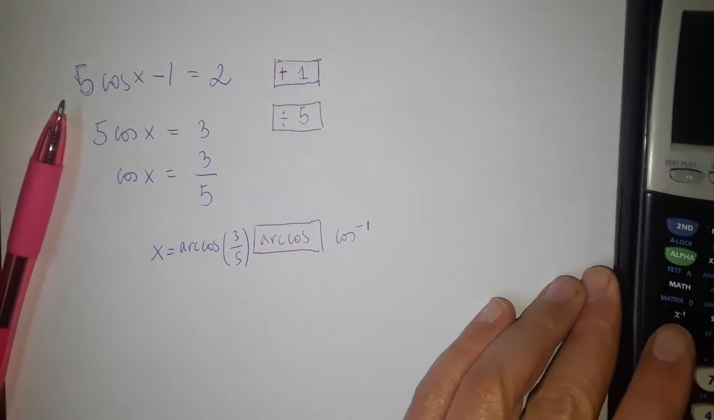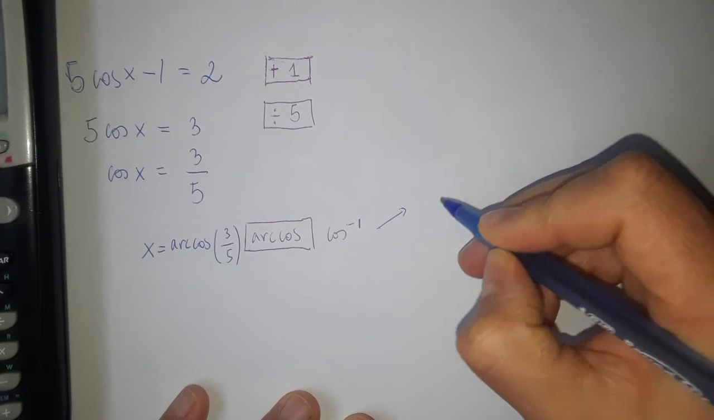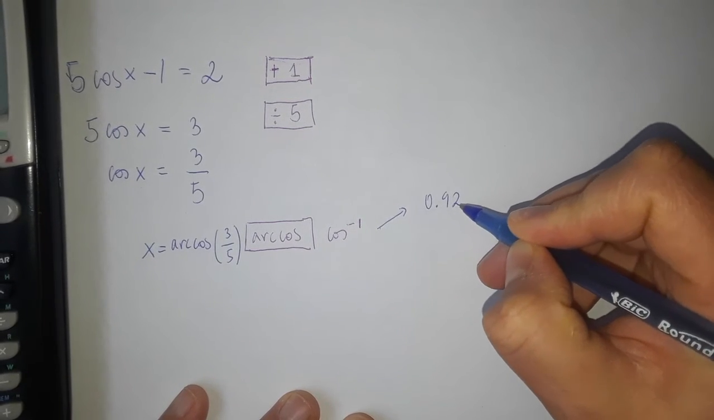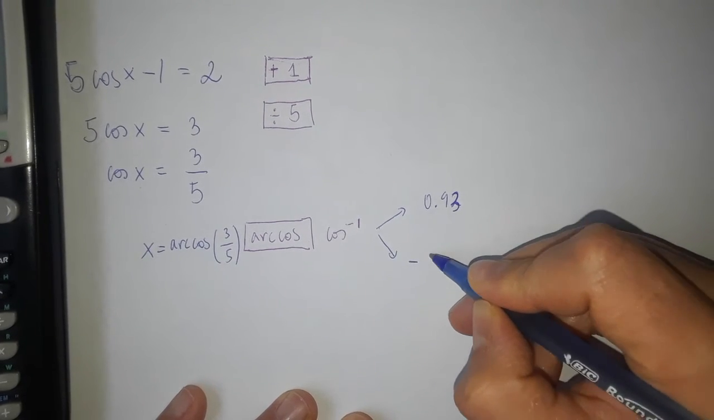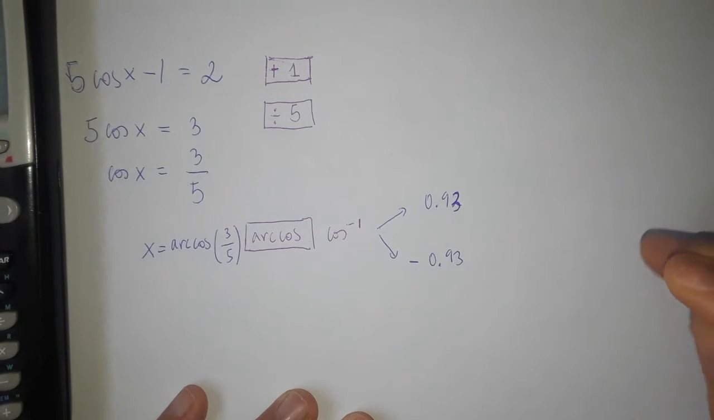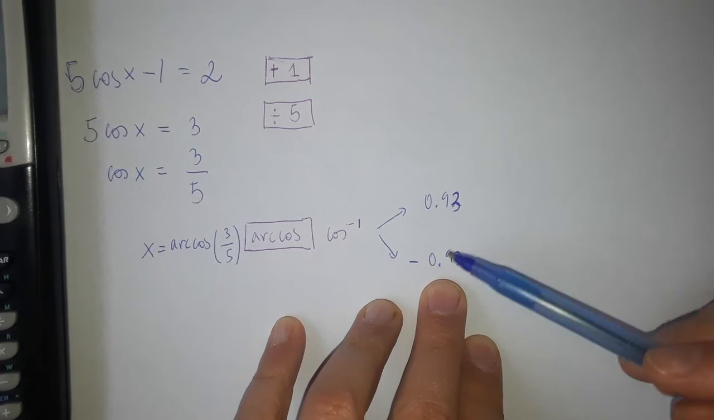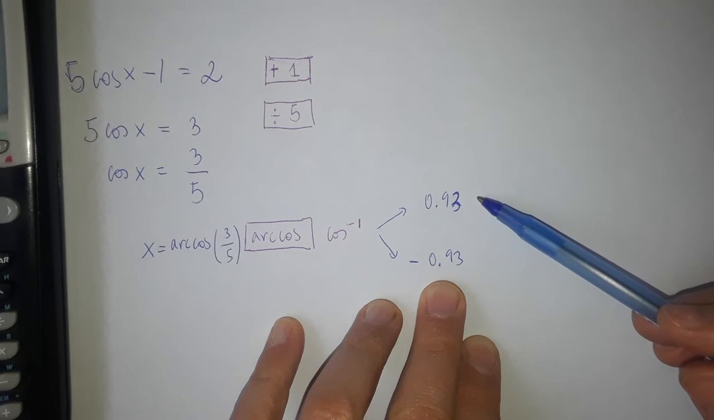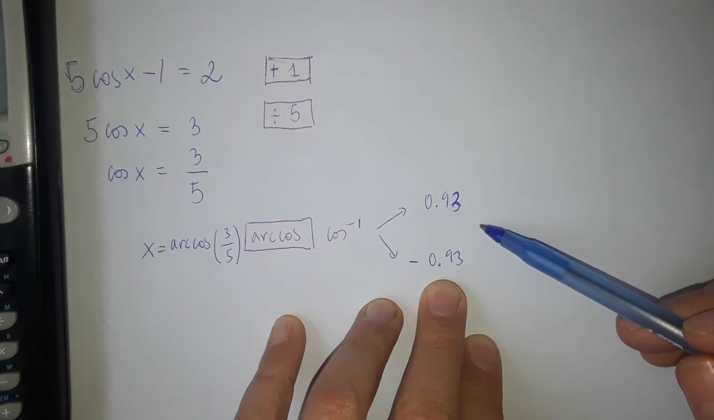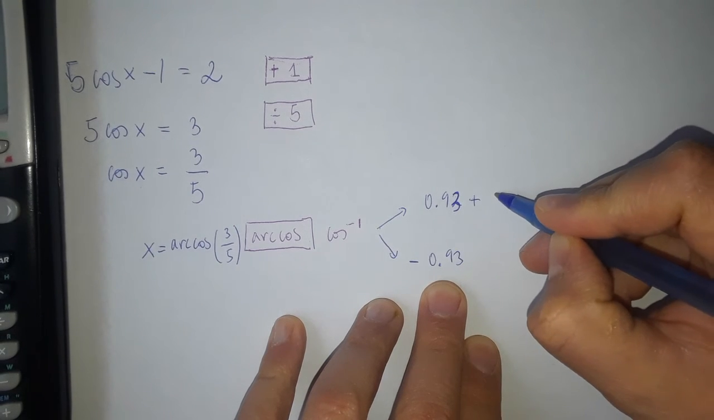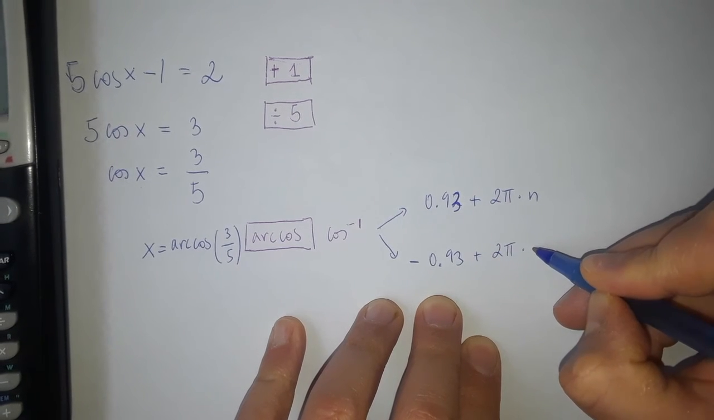So we're gonna write them here. One solution is going to be 0.93, rounded, and the other one will be negative 0.93. As we said before, this will repeat every time we have a full circle. A full circle in radians is 2 pi, correct? So you have plus 2 pi times n for each one of the answers.